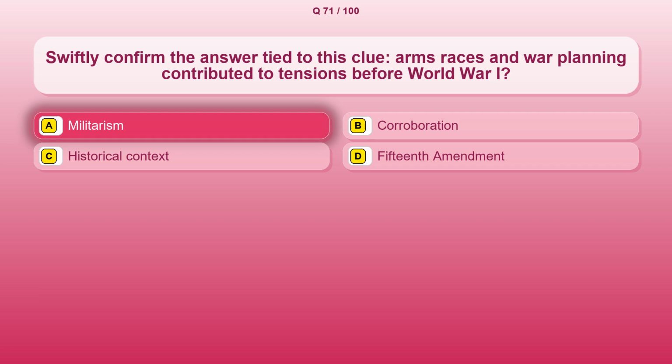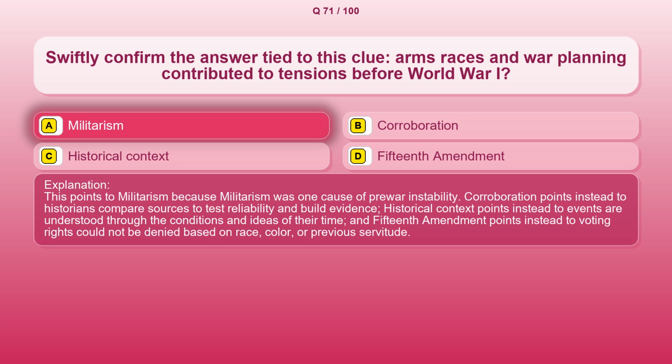The correct answer is option A. Militarism. This points to militarism because militarism was one cause of pre-war instability. Corroboration points instead to historians compare sources to test reliability and build evidence. Historical context points instead to events are understood through the conditions and ideas of their time, and 15th Amendment points instead to voting rights could not be denied based on race, color, or previous servitude.